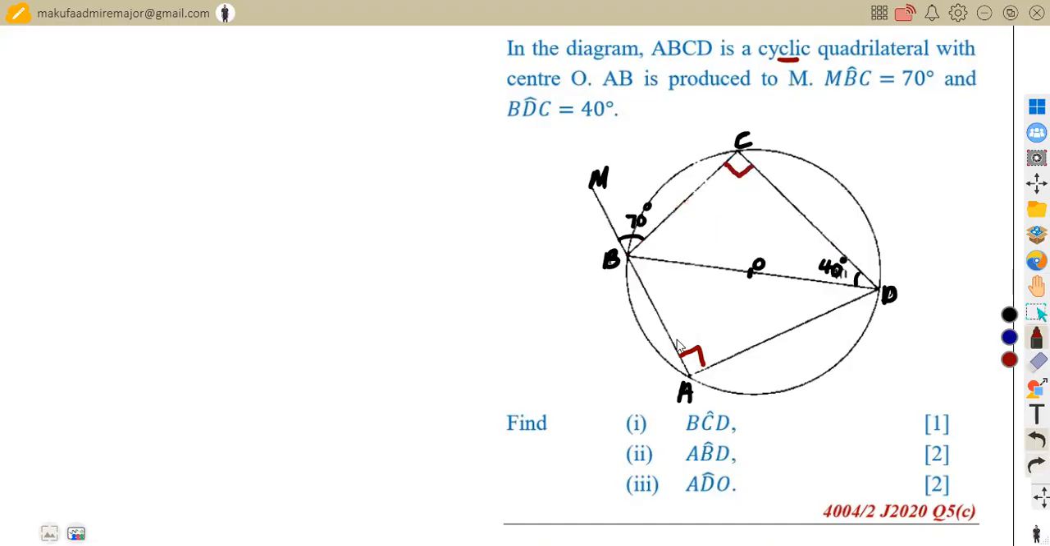And also, we can prove that from our cyclic quad. We know that opposite angles of a cyclic quadrilateral are supplementary. They add up to 180. So this 90 here and this 90 here added up together give us 180. So that is another part.